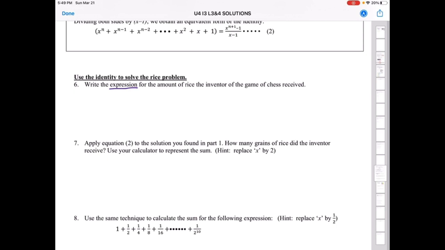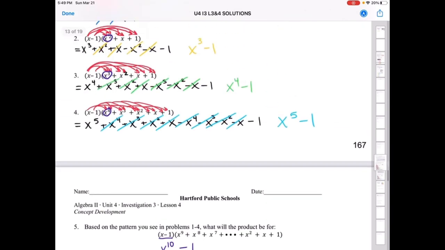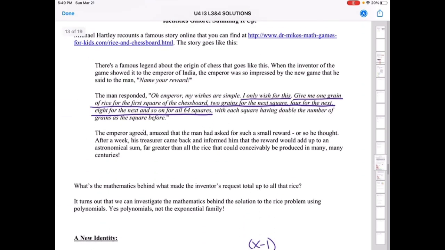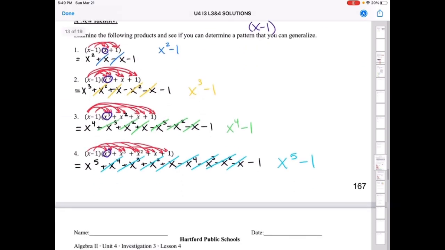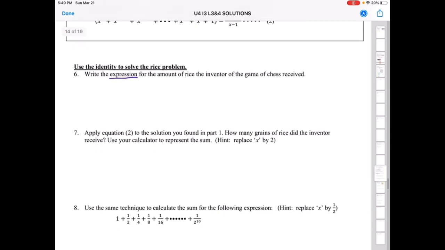Well, the man who was asking for that, right? Well, you know, for the first square on the chessboard, there's only 1 piece of rice. For the second, there's 2. For the third square, there's 4. And so on. Then there's 8, then 16, then 32, and so on.